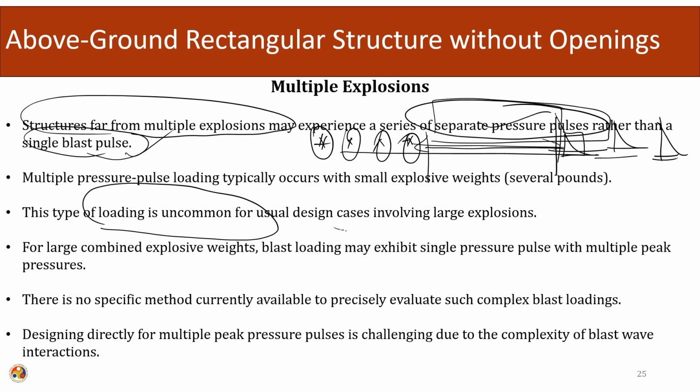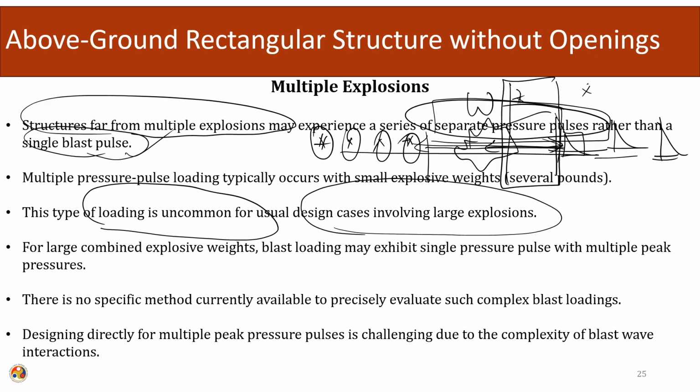Conventionally, what we design for is a large explosion. We will take the worst case scenario of the weight and we will take the distance as close as possible, depending upon the occupancy of the structure and the accurate placement of this loading, the worst placement of this loading, and we will design the structure for this case. Normally, the design for multiple small blast events is not done. So, for large combined explosive weights, blast load may exhibit a single pressure pulse with multiple peak pressures.